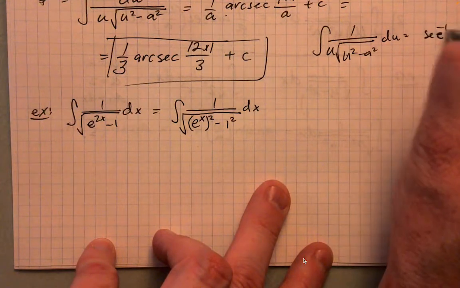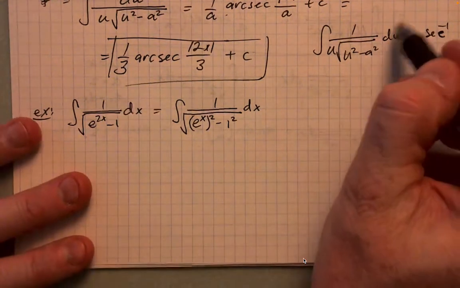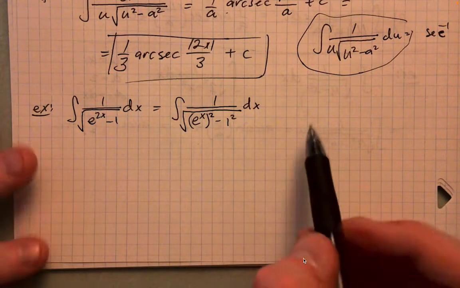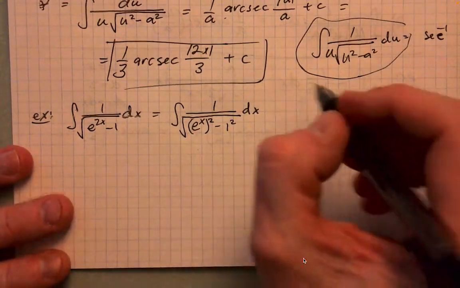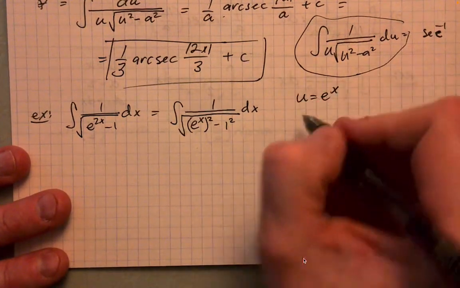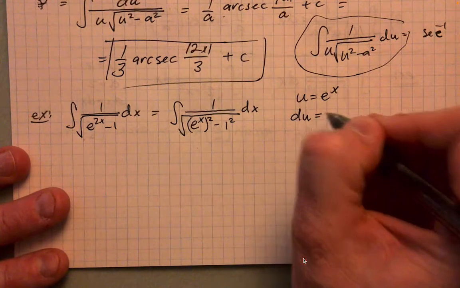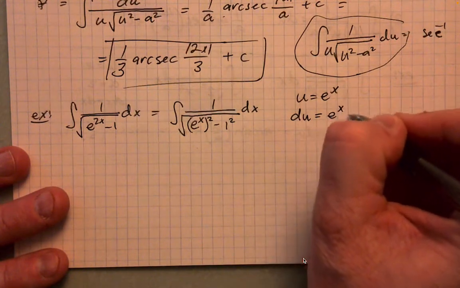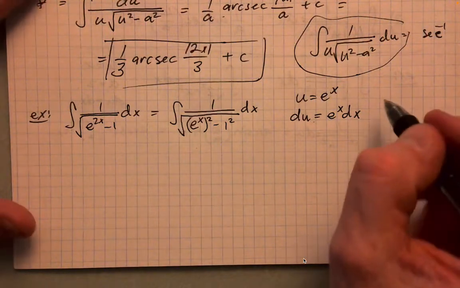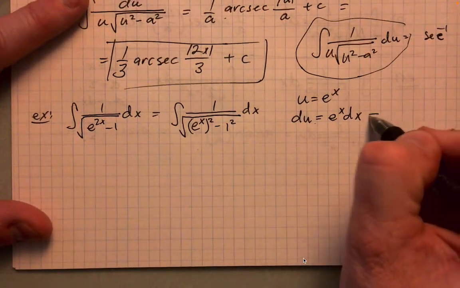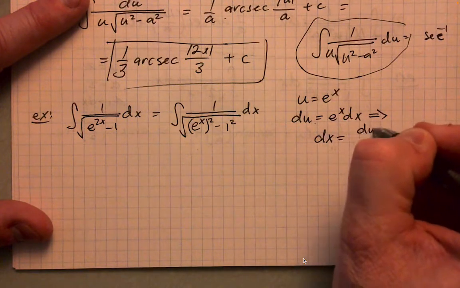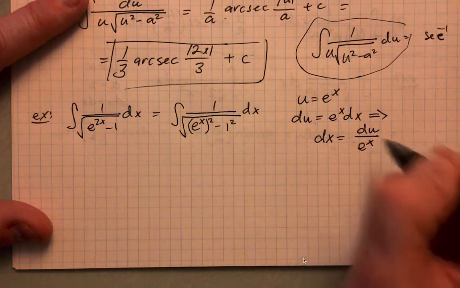I'll just put the secant inverse there. You know, this is the form we're trying to find here. So let's mess around with this for a second, though. Let's see what we have. So let's just say that u is equal to e to the x. Then du is equal to e to the x dx, right? Because the derivative of e to the x is just e to the x. And so that means that dx would be equal to du divided by e to the x.